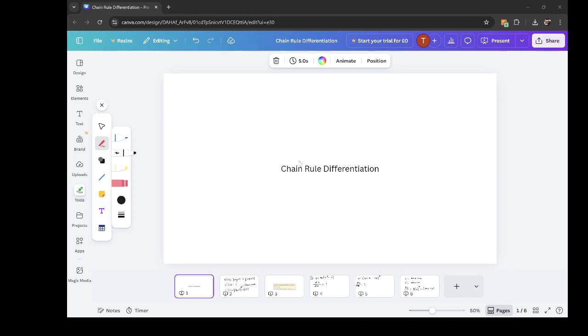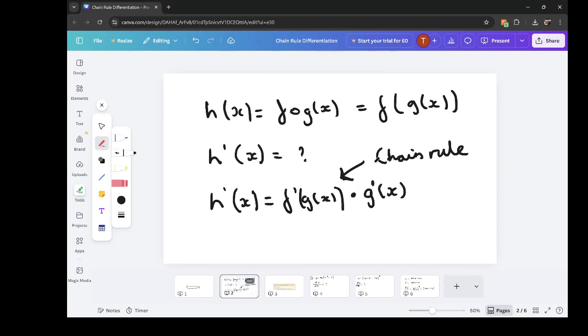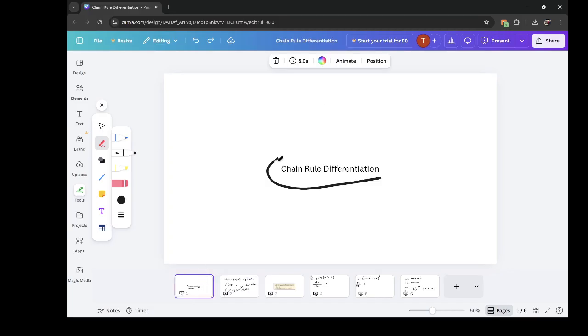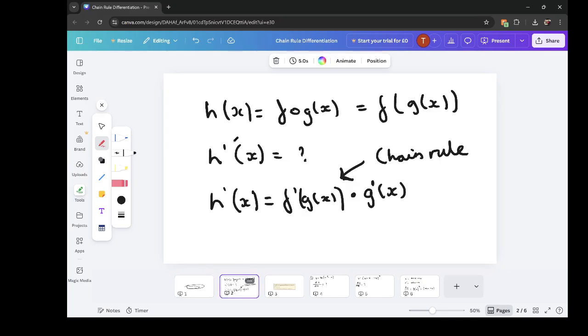Today we're going to be talking about chain rule differentiation. Okay, what just happened there? Okay, let's just go back. Chain rule differentiation. Bam. Alright, so what does that mean? Well, this is what it means.